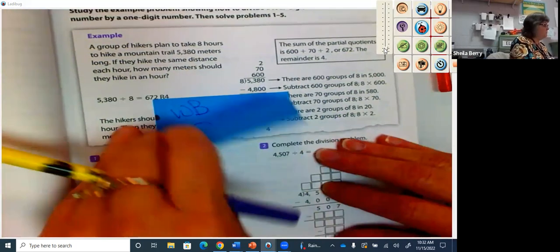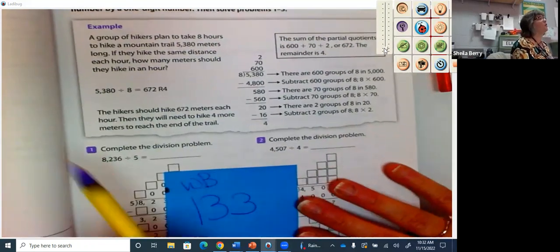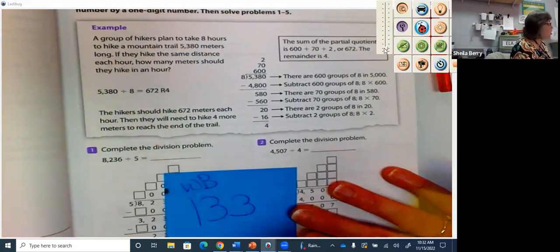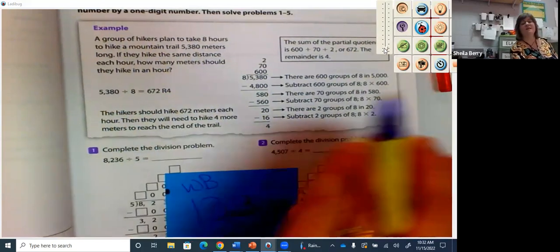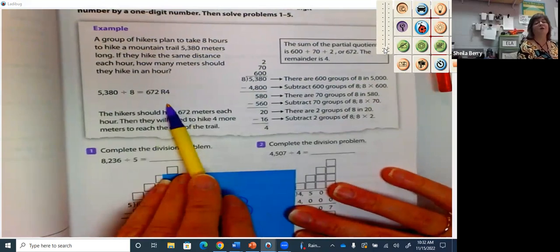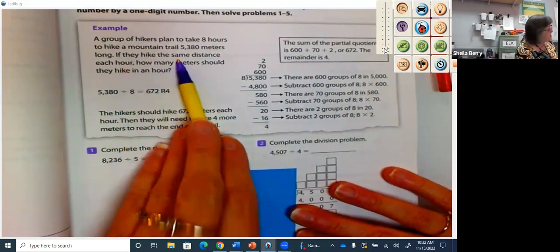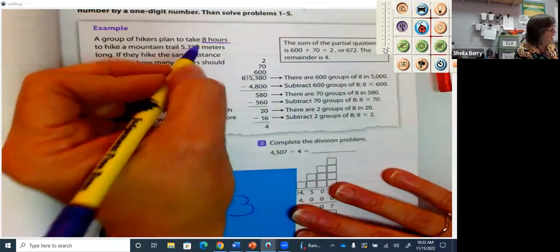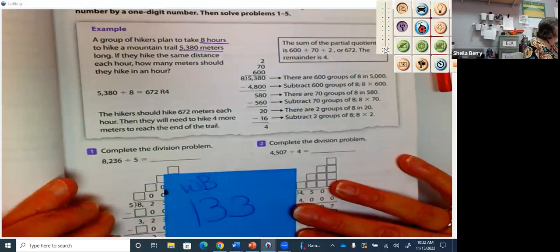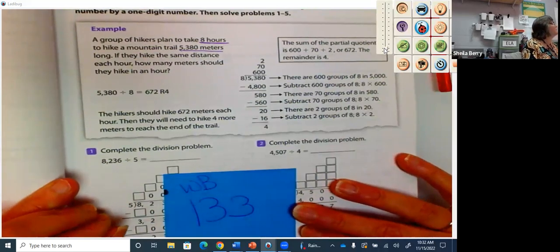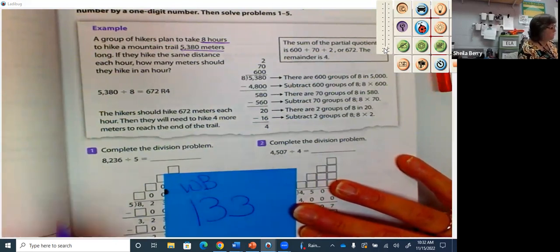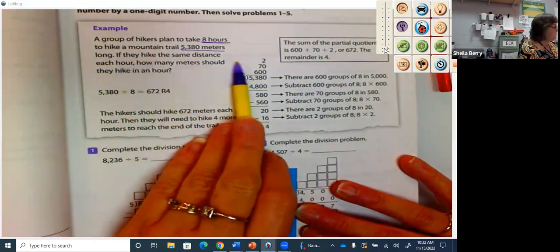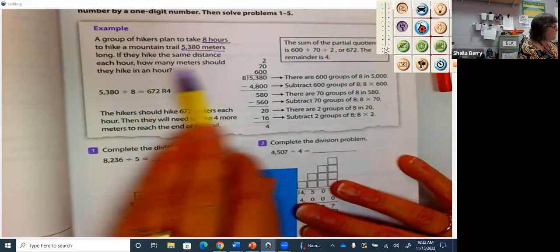133. Now, while you're getting there, I'm going to look at the example at the top, because you are going to have to look at things like this to get you ready for what you need to do. It says a group of hikers plan to take 8 hours to hike up a mountain trail that's 5,380 meters long. If they hike the same distance each hour, how many meters should they hike in an hour?